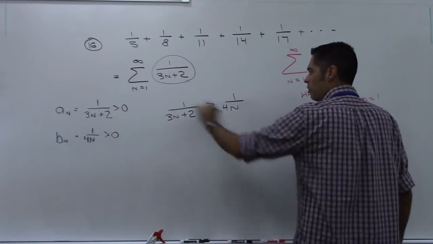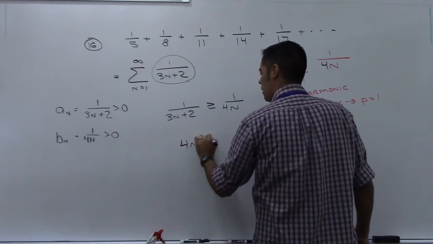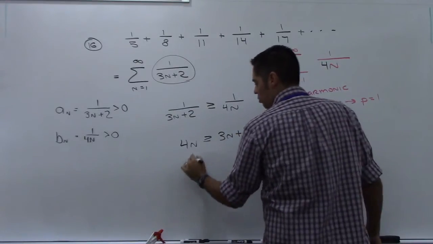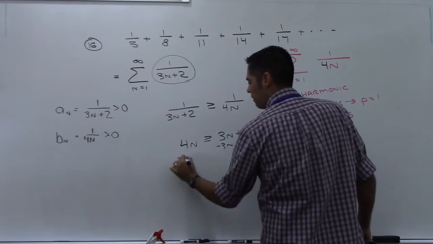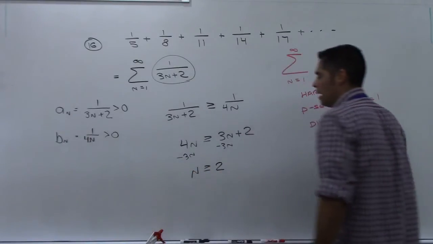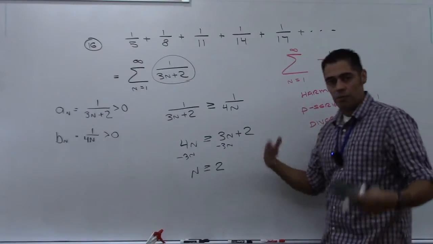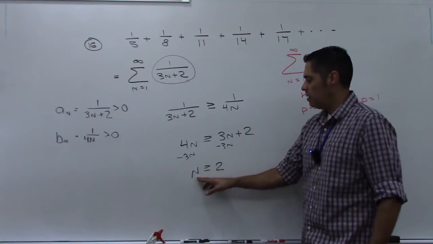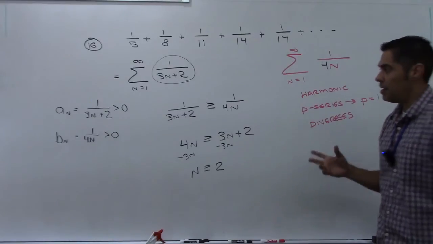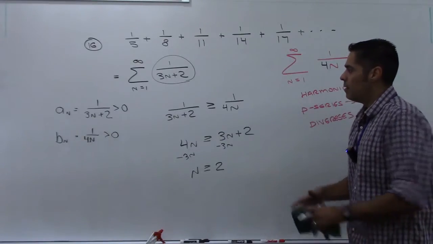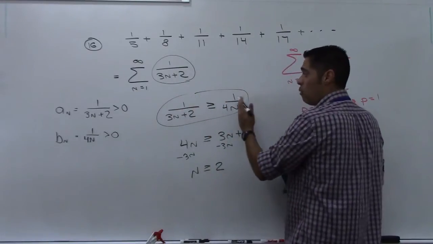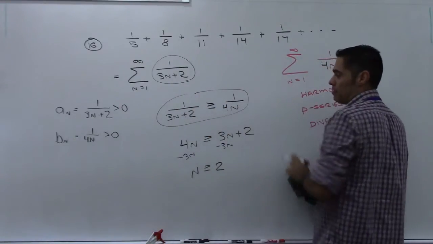So now I multiply, I get 4n bigger than or equal to 3n plus 2. And then when I subtract 3n on both sides, I get n is greater than or equal to 2. Now, we all agree that this is not true right away. When n is 1, this isn't true. But the important thing about the comparison test is that we need this inequality to be true eventually, at some point, and then after that point, it's always true.